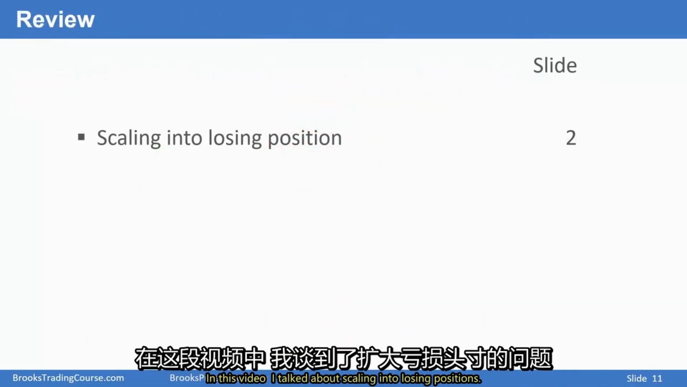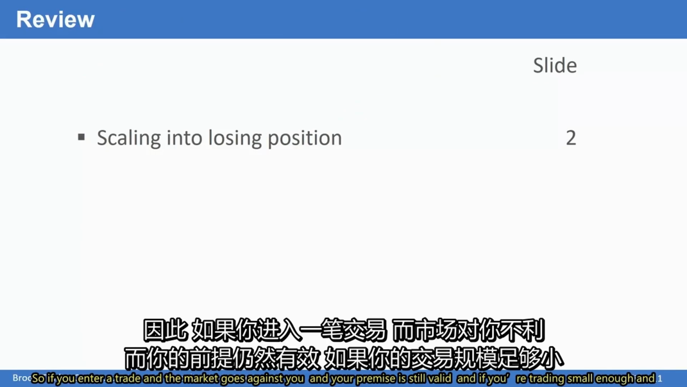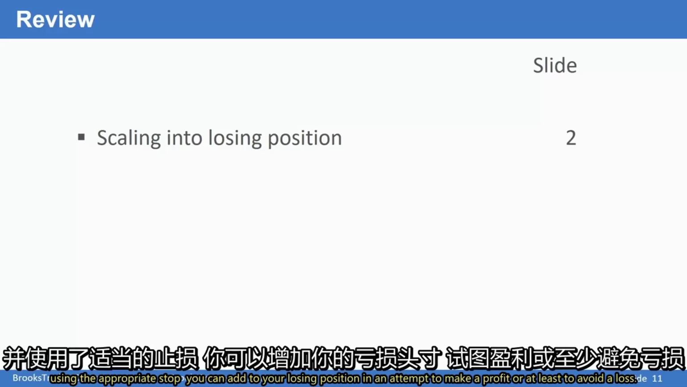In this video, I talked about scaling into losing positions. So if you enter a trade and the market goes against you and your premise is still valid, and if you're trading small enough and using the appropriate stop, you can add to your losing position in an attempt to make a profit, or at least to avoid a loss.